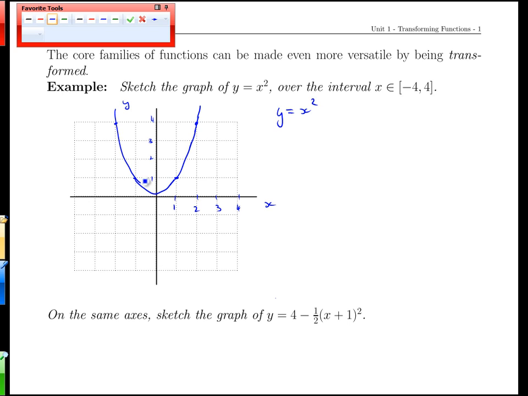Now, what if we want to mimic the motion of some orbiting object or thrown object? Then, of course, we can't use this parabola. We need to modify it somehow. So let's take a look at this example down here, this function: 4 minus 1/2 times (x plus 1) all squared. What does that graph look like?